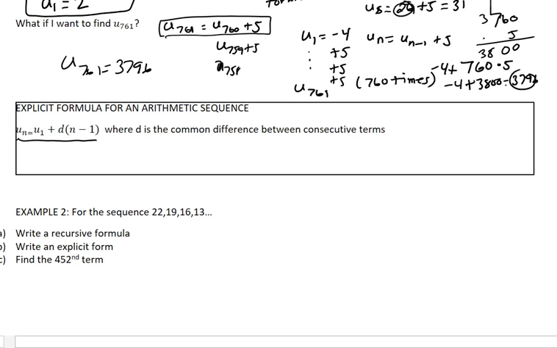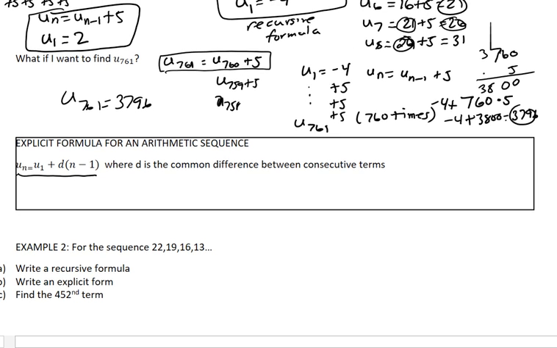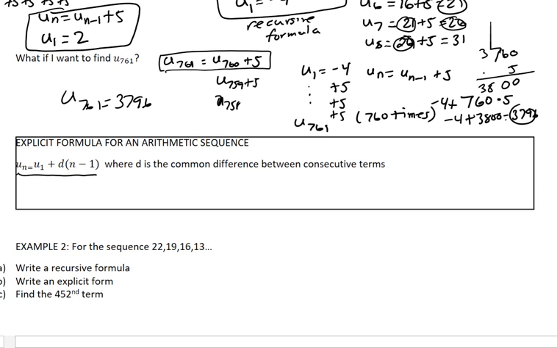Well, that's a lot easier than having to add 5 all those times and having to know each term in the middle. That way we go right from U sub 1, we skipped over all those terms to get right to U sub 761. That's what an explicit formula does.